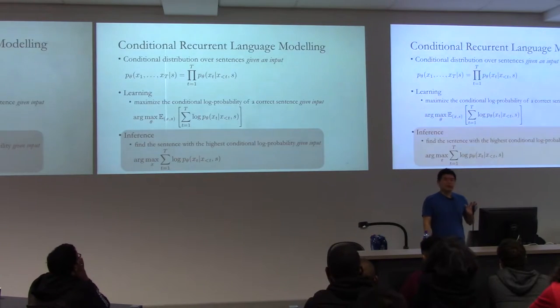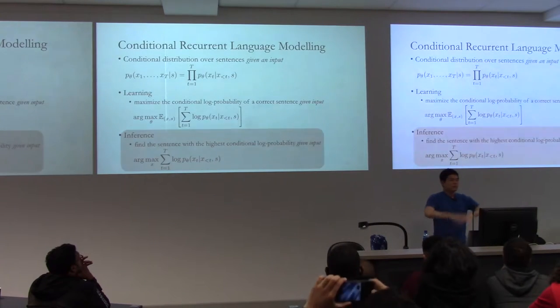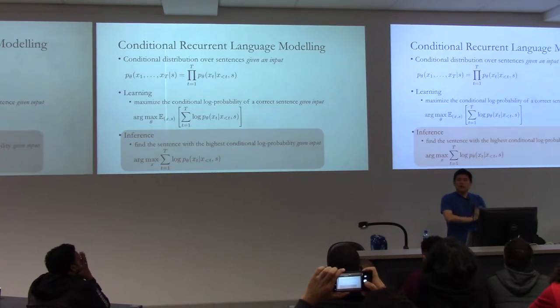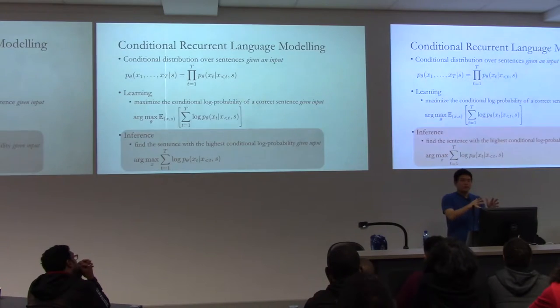I'm pretty sure Shaquille probably talked about it yesterday, emphasized how inference is not necessarily learning, but they're coupled. But inference is also a separate thing that you need to think about. Once you train the model, how are we going to test it on a new example? So let's talk about inference.